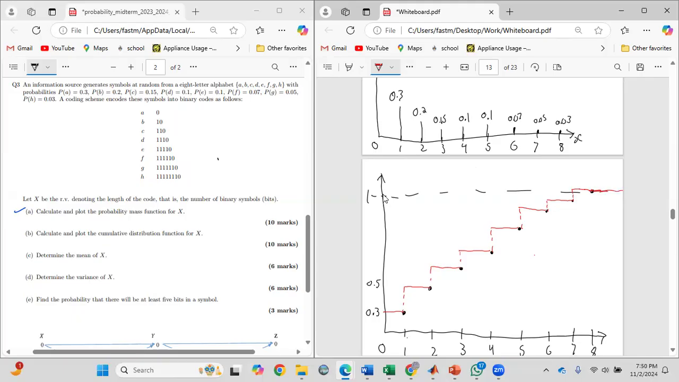And that is the CDF. So I'll do the dots and just do the stairs after, so you can kind of see it better. That's how I see it. Either way, there are multiple ways you can do it. So there's capital F of x. This is x. And that is a CDF plot.